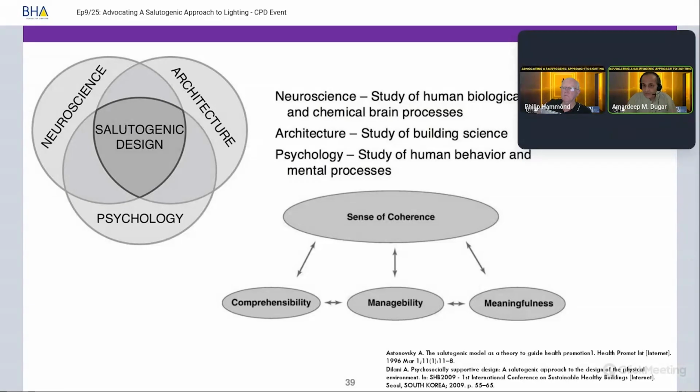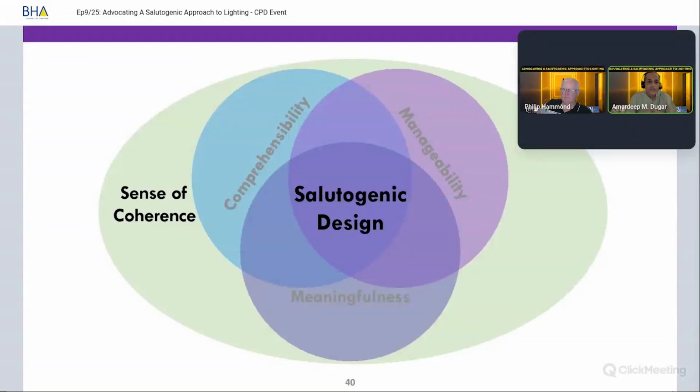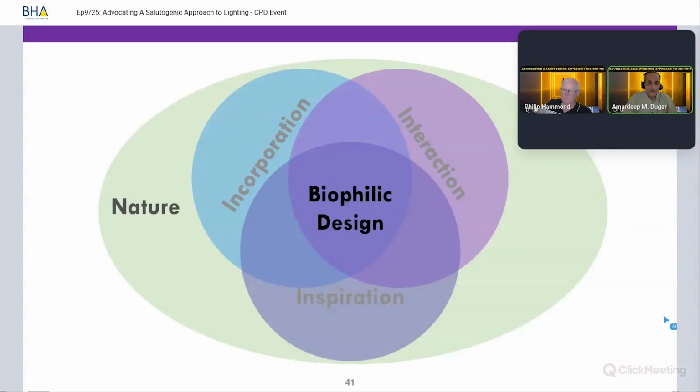Now, I was just trying to play around with these graphics. My first graphic was salutogenic design, where I talk about comprehensibility, manageability, and meaningfulness. All of this brings about a sense of coherence. Interestingly, the same graphic could be used for biophilic design, where you have nature incorporation, nature interaction, and nature inspiration to bring in this whole holistic sense of nature within space.